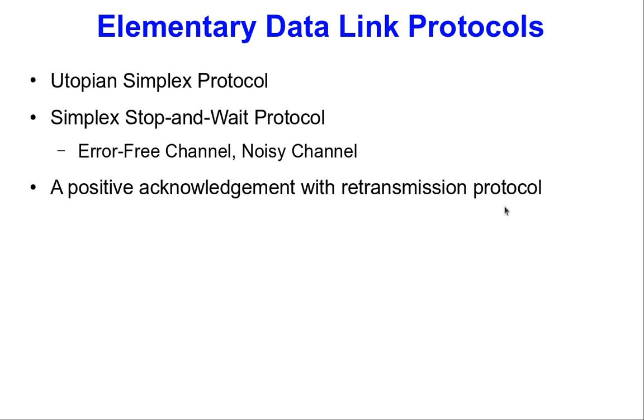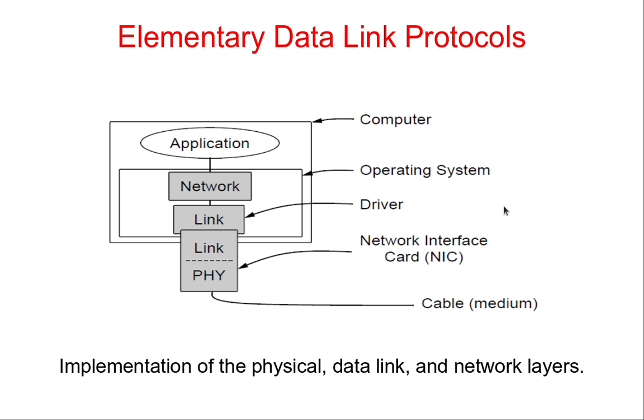To begin, we will first see how these three layers, the network layer, data link layer, and the physical layer, may be implemented in a system. In the most general case, if you see this diagram, a part of the link layer, that is the data link layer, as well as the physical layer, are mostly implemented on the network interface card, NIC we call it. That's hardware.